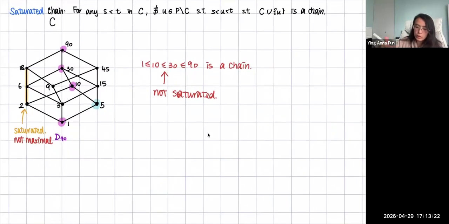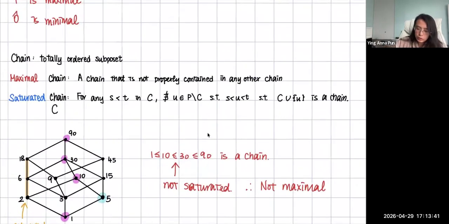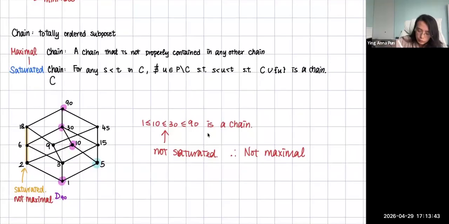So this is not saturated and not maximal, because if you can make another bigger chain, then that bigger chain must properly include this chain here. So if you are maximal, you must be saturated. It's just that if you're saturated, you may not be maximal. So you have this relation here.